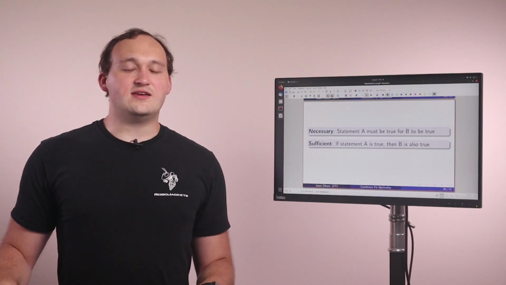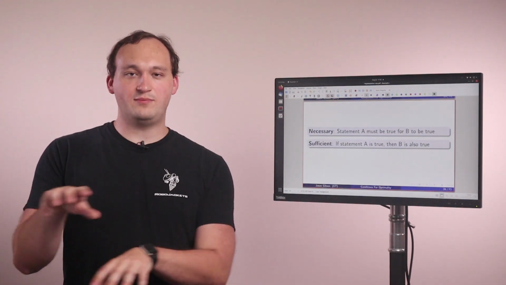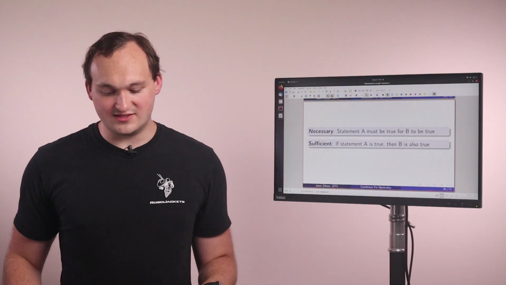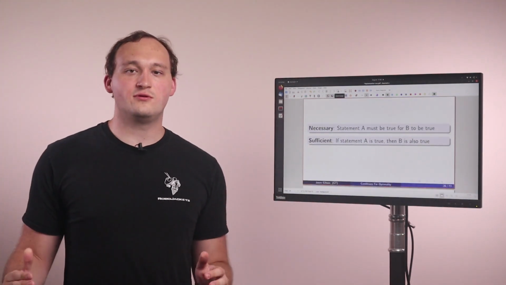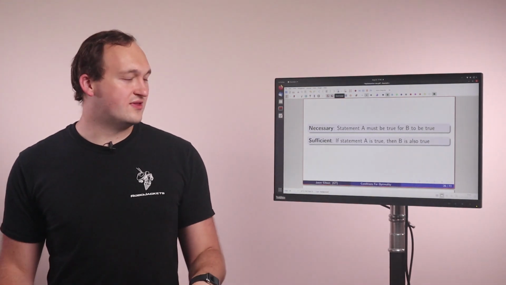But essentially what that would say is if I know some property, that means the other property is true, and you can flip the two, which is what you can't do with a necessary condition. Sufficient is a stronger requirement. And essentially what it says is if statement A is true, then B is also true.